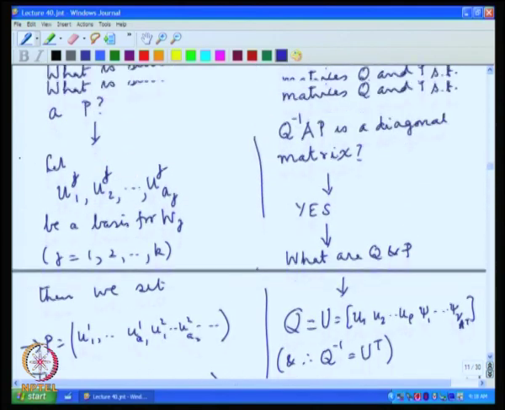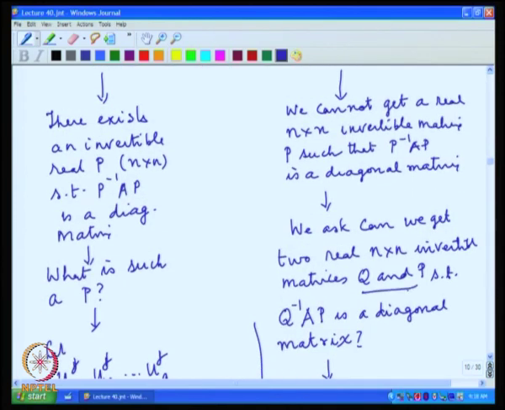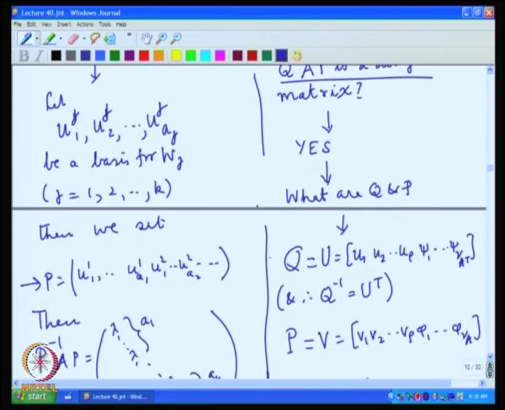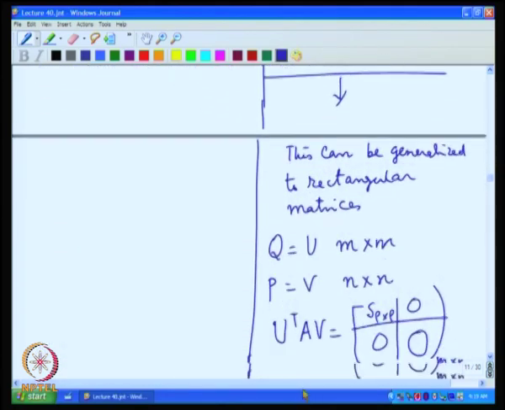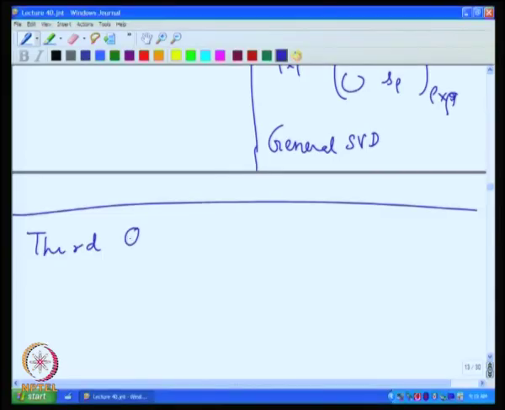And when it was not satisfied, we said we can split it into two transformations Q and P, such that Q inverse A P is a diagonal matrix, and the Q and P were found in this format. And then we said that this could also be generalized to rectangular matrices, and we can get the general singular value decomposition even for rectangular matrices. So, we have the complete set of answers for the entire set of questions in the second series of questions.